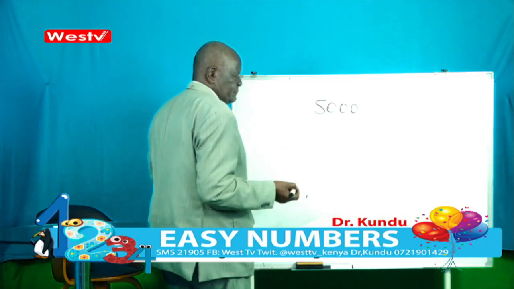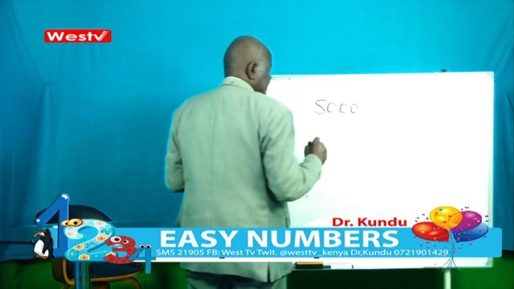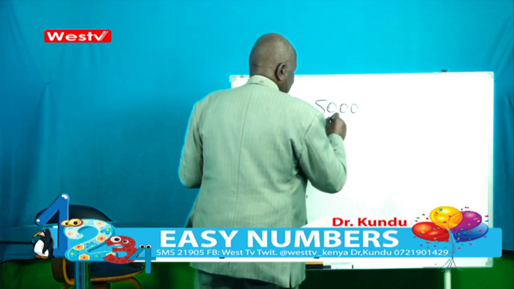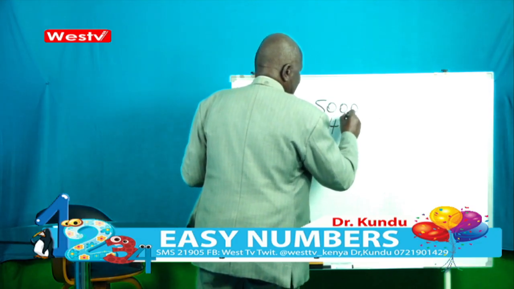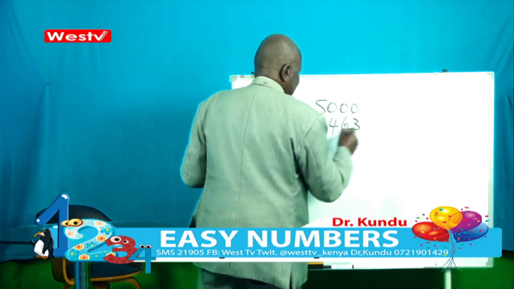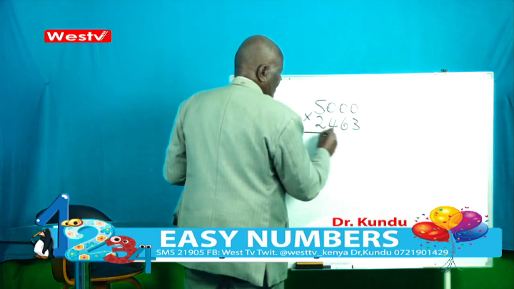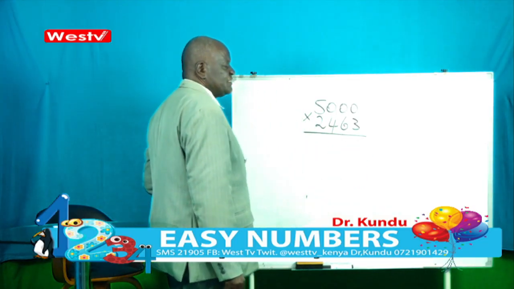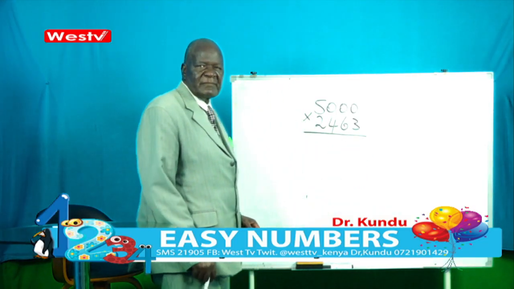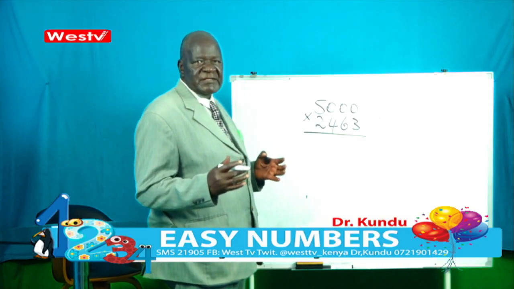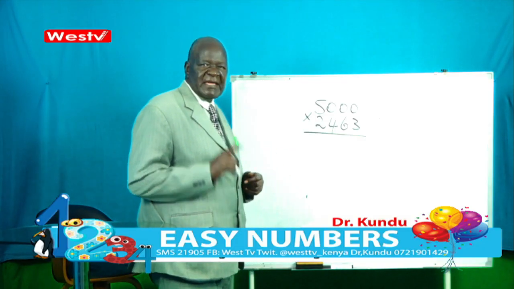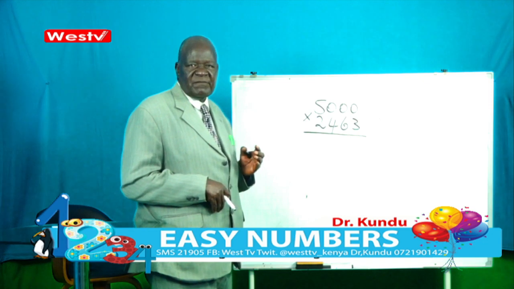In 1 year, the bicycle dealer sold 2,463 bicycles. How much money did this bicycle dealer make in that year from the sale of bicycles?